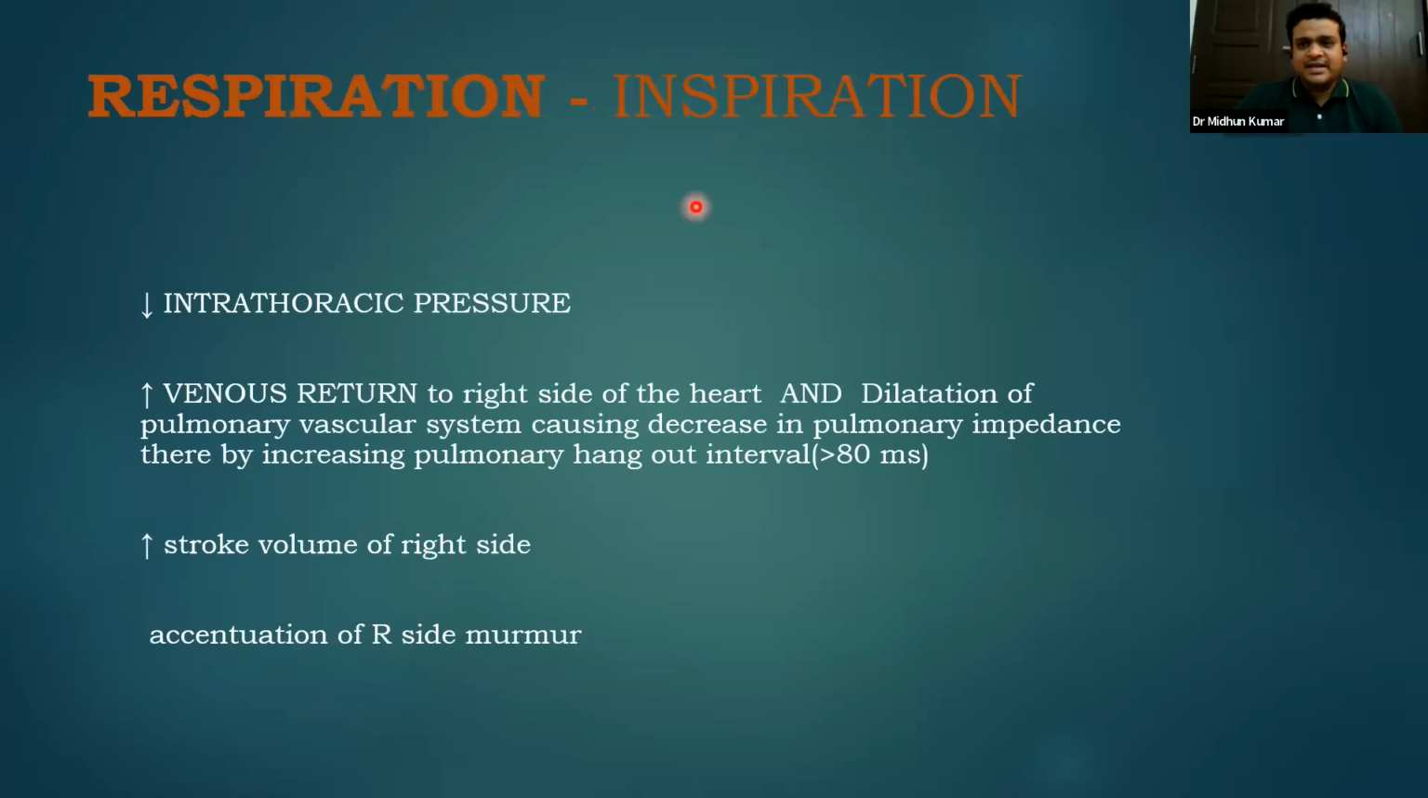Coming to respiration, why is respiration so important? When you inspire, the intrathoracic pressure decreases, so there will be a negative pressure and the blood will be sucked in. Whenever you take a deep inspiration, blood is sucked into the right chamber of the heart. There is increased venous return to the right side of the heart, and the pulmonary vascular system dilates in response to the increased venous return. This causes increased stroke volume on the right side. So by deep inspiration we achieve increased blood flow to the right side of the heart. Any murmur originating from the right side of the heart is going to increase in intensity. So in deep inspiration, right-sided murmurs will increase in intensity.